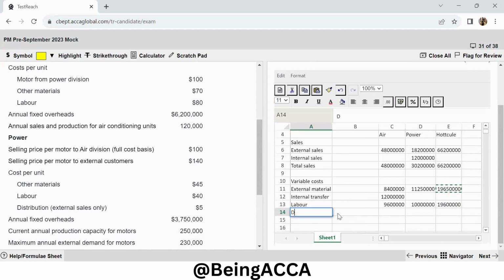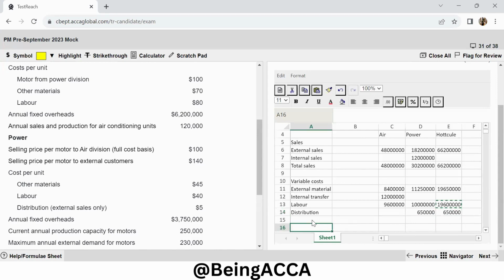Then I have my distribution costs. Distribution for the air division is no cost. Then I have for my power division only for my external sales. Now, how much is my external sales? My external sales is 250,000 minus 120,000. And then how much is it per unit? It is $5 per unit. So this comes out to be my distribution cost. Similarly, I can paste the formula over here. Right.